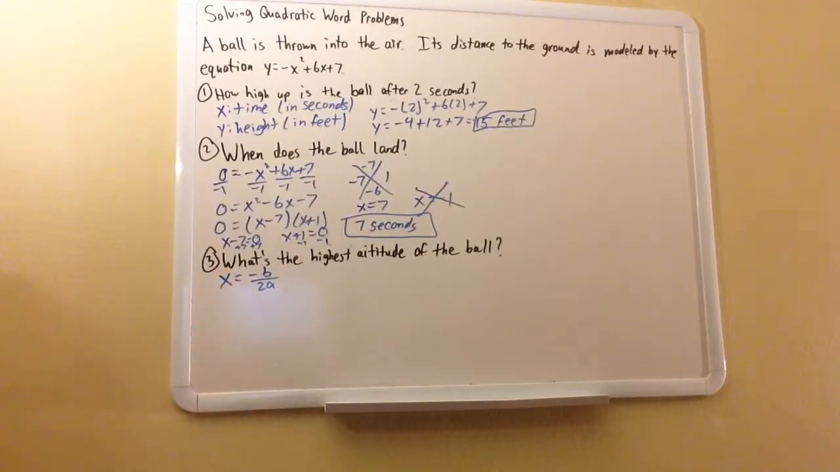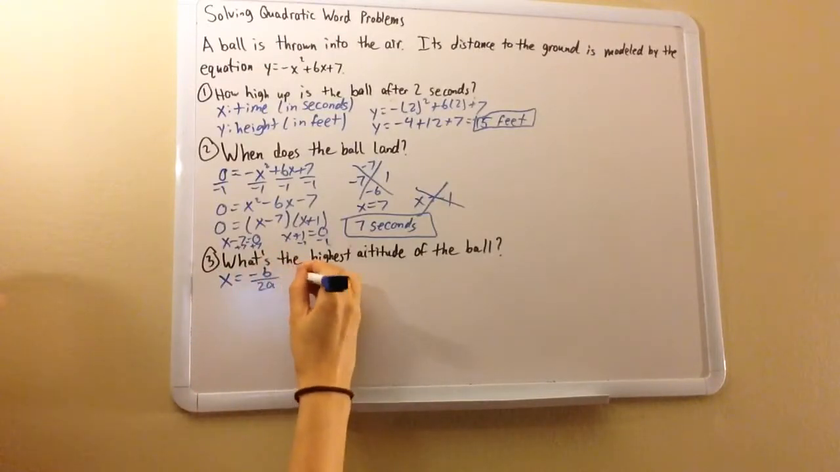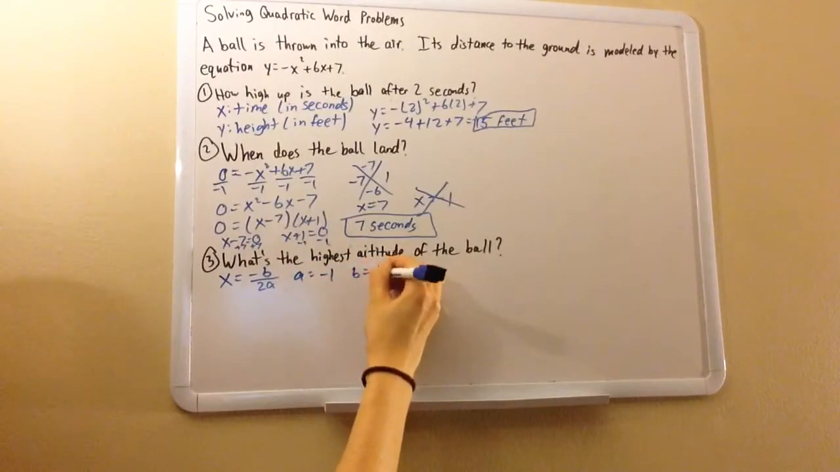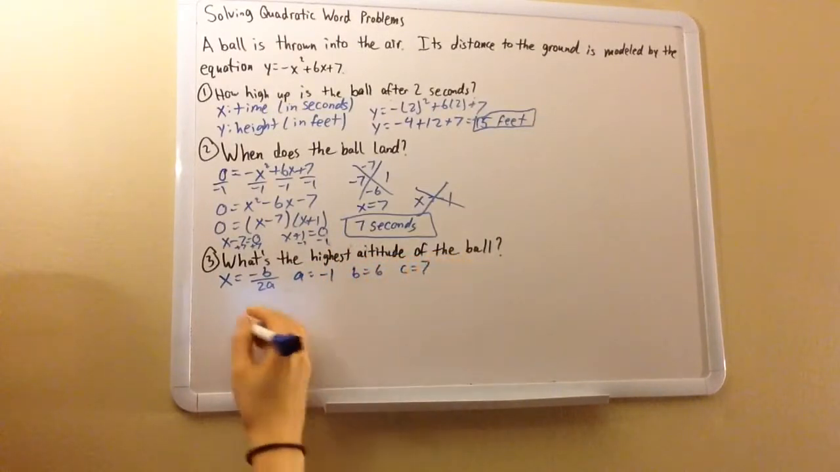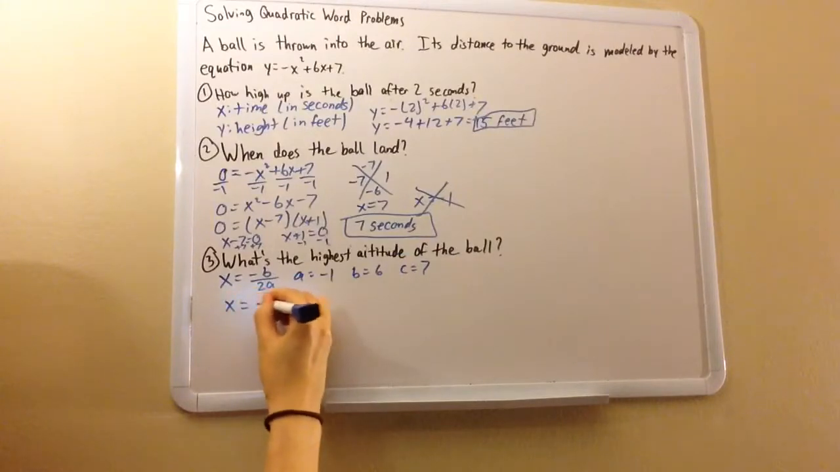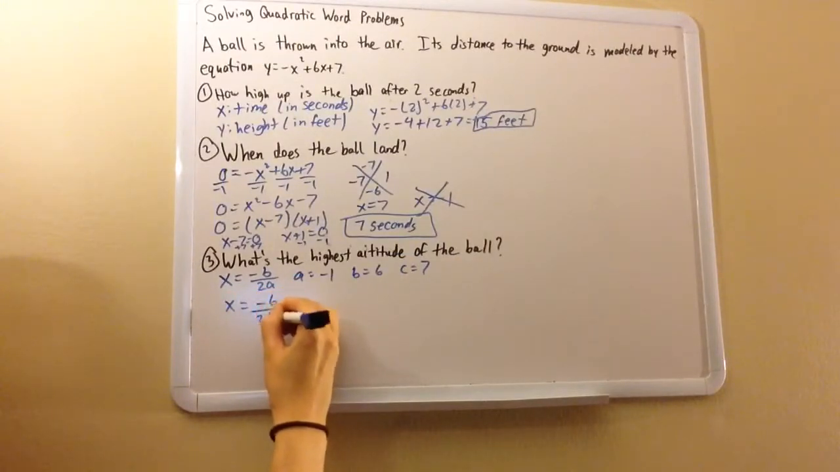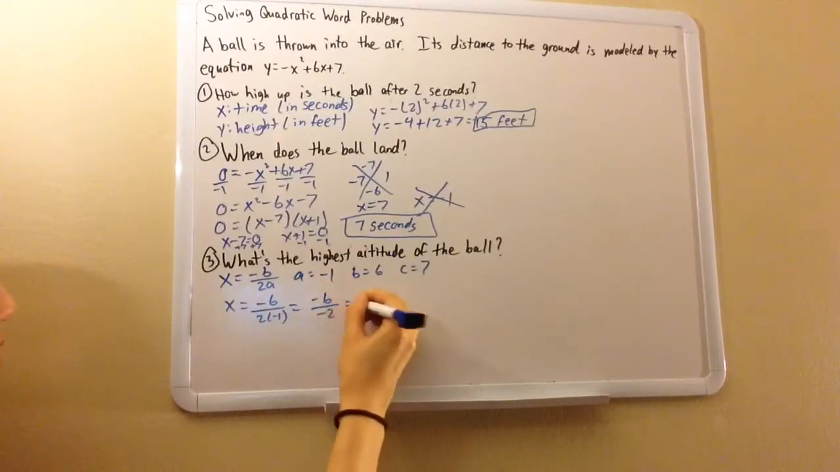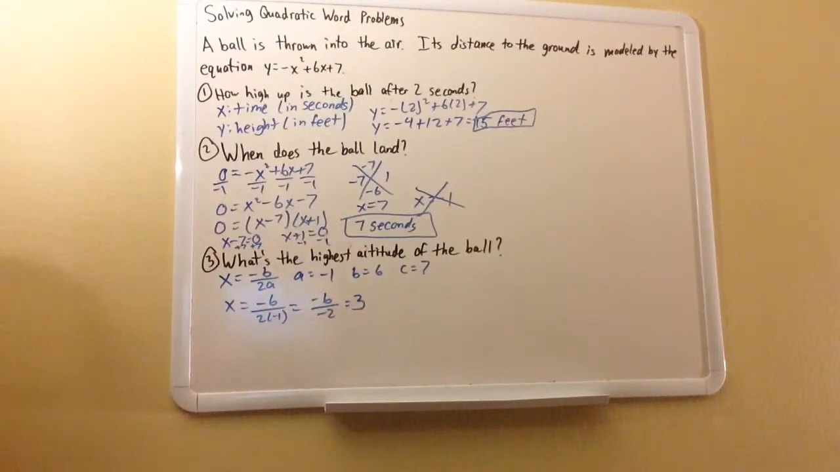So here we go. We have x equals negative b over 2a, so I need a, b, and c. A in this problem is negative 1, b is 6, and c is 7. So now I plug in. x equals negative 6 over 2 times negative 1. So this gives me negative 6 over negative 2, which is positive 3.